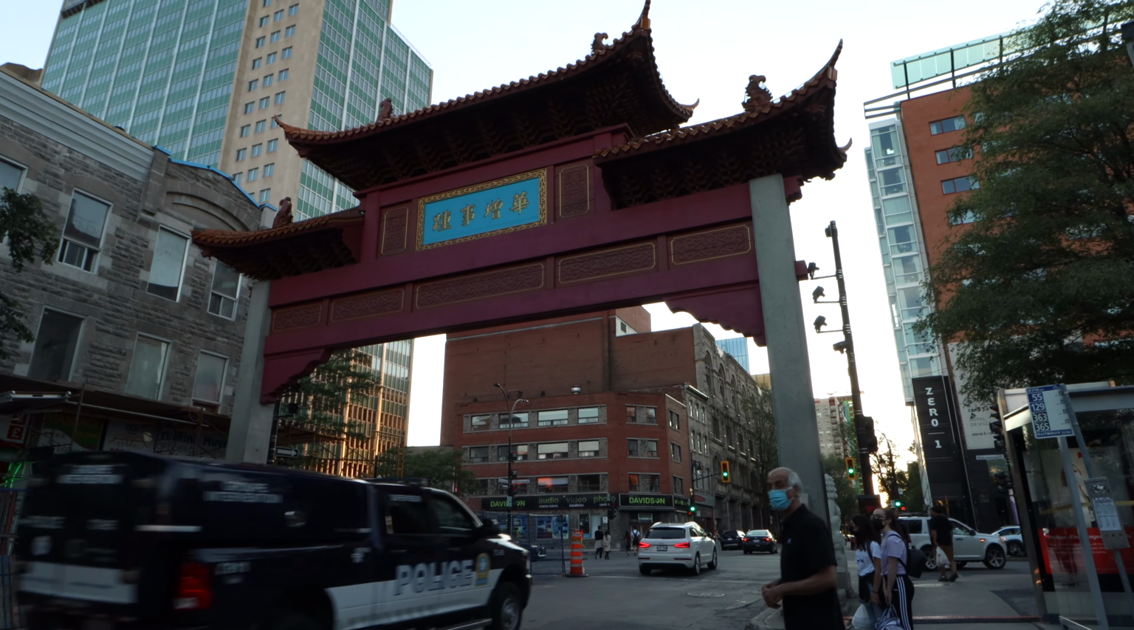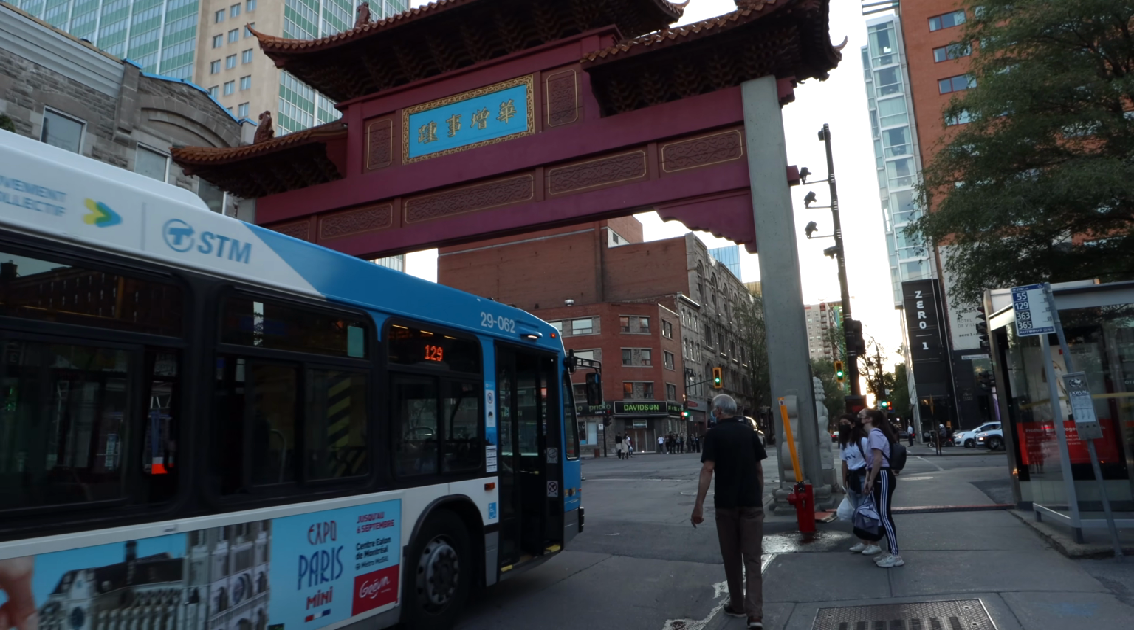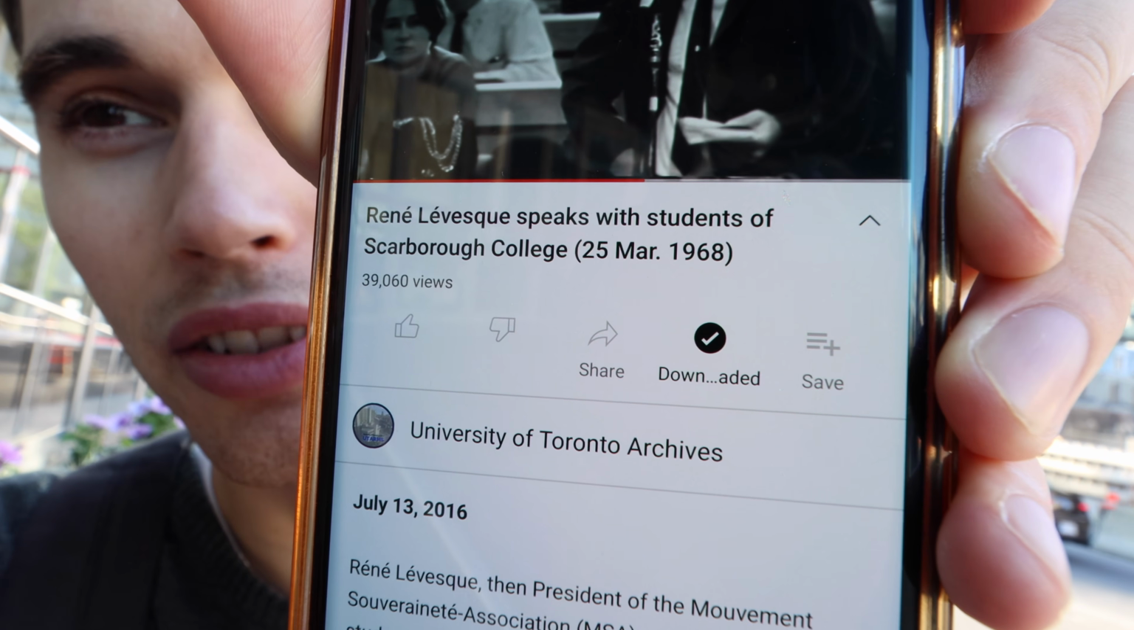The entrance to Chinatown. And the reason I wanted to end the video here, not that Montreal has a particularly large Chinese population or anything like that, but just to point out that one of the biggest changes between 1968, when I showed you that black and white video, and today, one of the biggest differences isn't the French and English divide, it's the amount of immigration that we have in Canada. This is no longer a country where people only speak English and French at home.